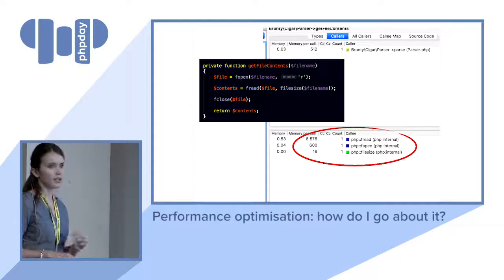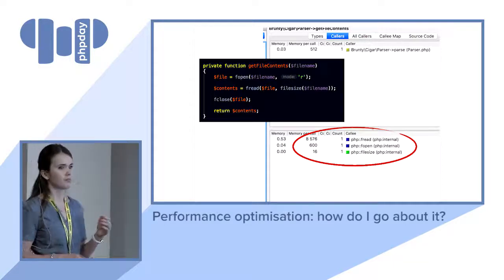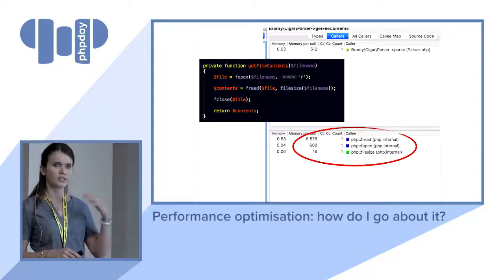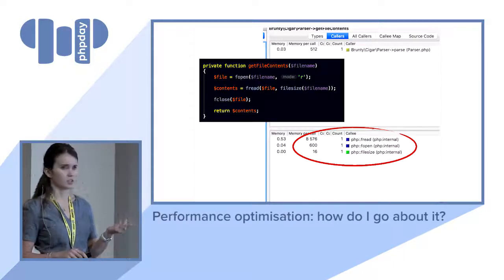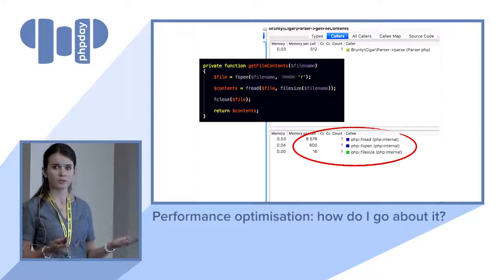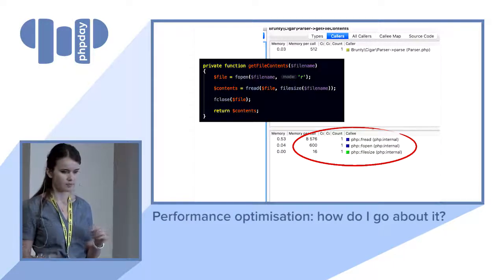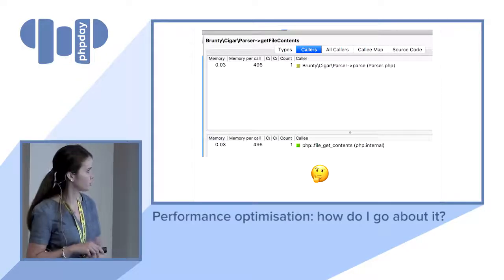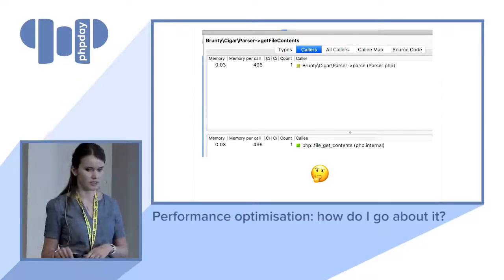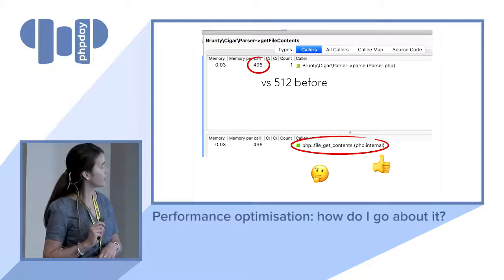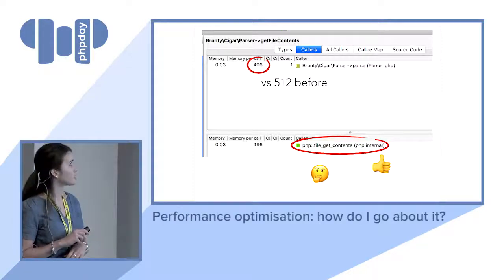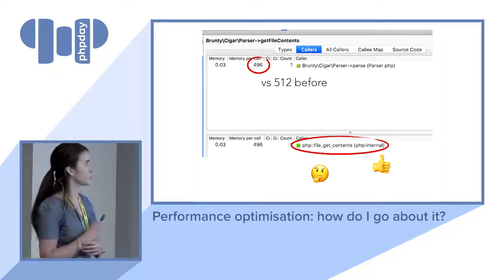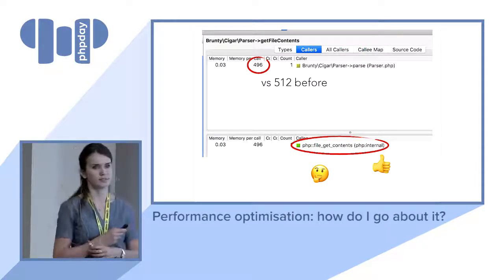And at that point, you might be wondering, well, because we know that we're only reading from that file, there is also a file get contents function in PHP. So you might be wondering, well, is that faster? And sure enough, if you swap it for the file get contents function instead, then you get a slight optimization. It was 512 before, so this is memory per call. So 512 bytes versus 496 bytes.